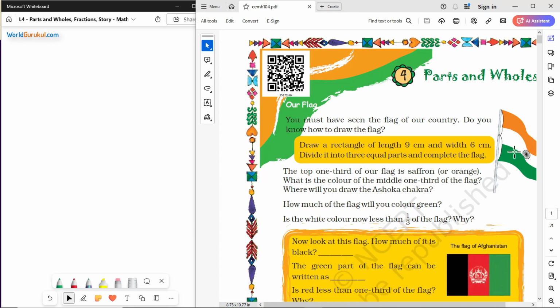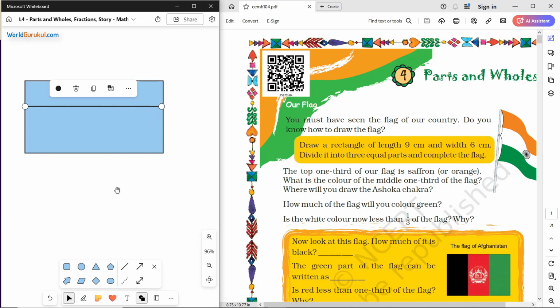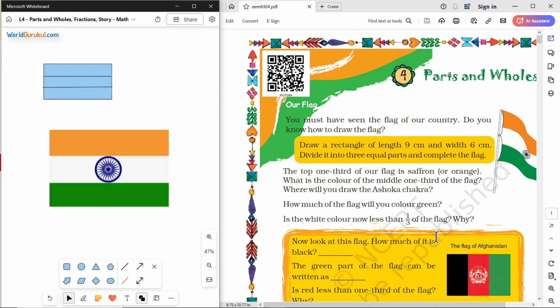Do you recognize our flag? This is the Indian flag. The shape of this flag is a rectangle with a length of 9 cm and a width of 6 cm. We'll have to divide it into 3 equal parts. Now the top color is orange, the center is white, and the bottom we have green. At the center we have the Ashoka Chakra. This is our Indian flag.